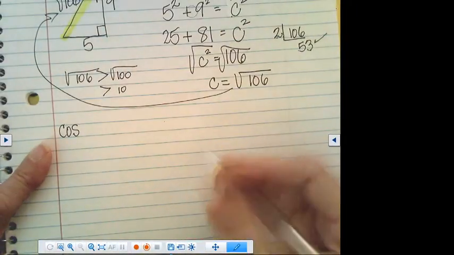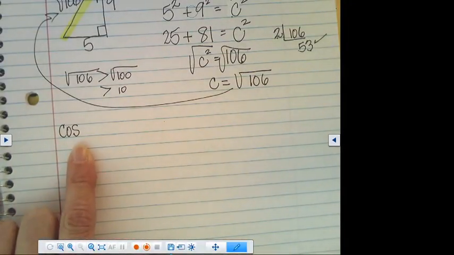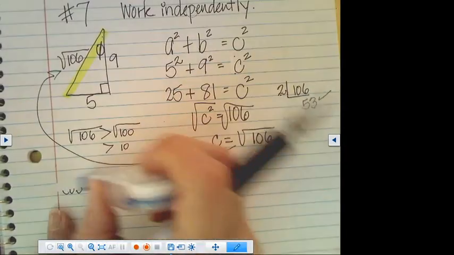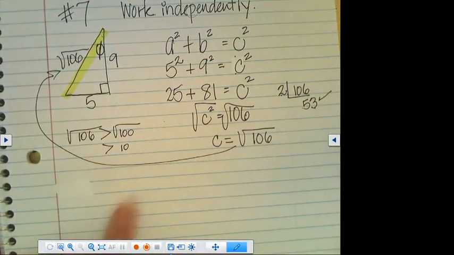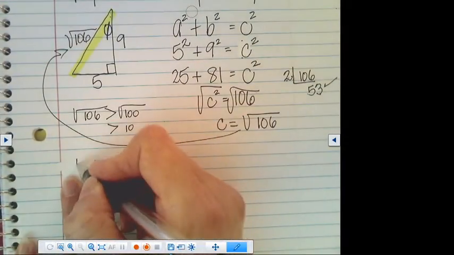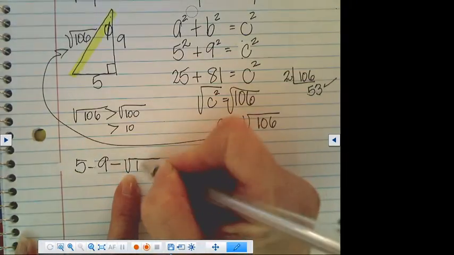Okay, here we go. Let me identify my parts. I haven't even done that yet. Sorry, kind of got ahead of myself. Here we go. Ready? From least to greatest, what are the side lengths? 5, 9, square root of 106.